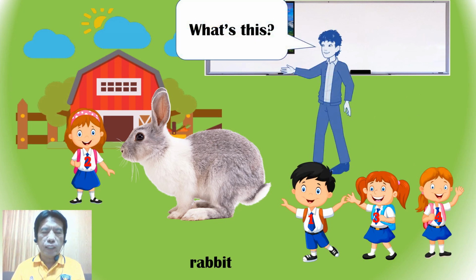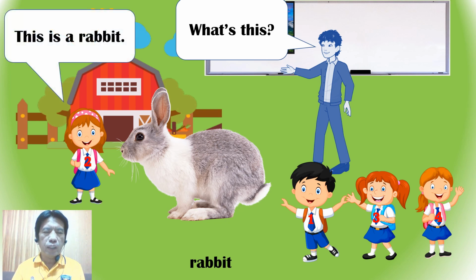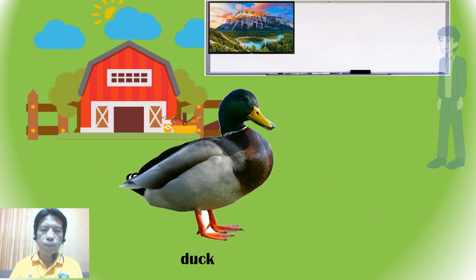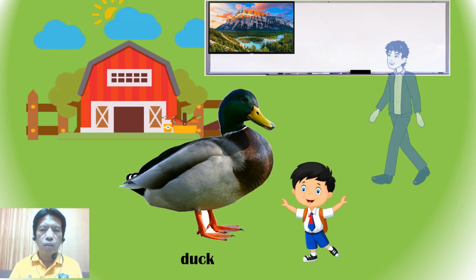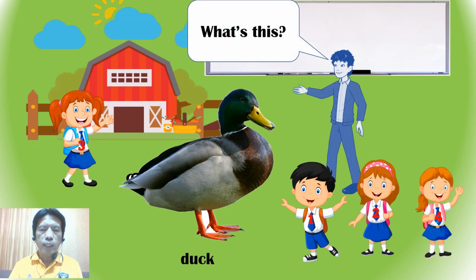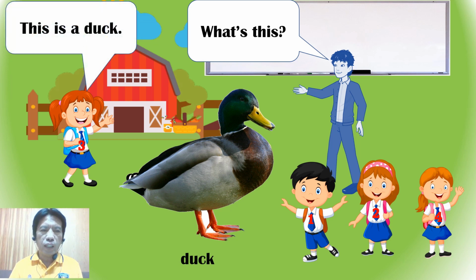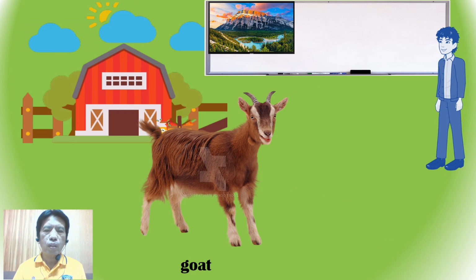What's this? Rabbit. This is a rabbit. Again, this is a rabbit. It's your turn. What's this? Very good. What's this? Duck. This is a duck. Again, this is a duck. It's your turn. What's this? Very good.